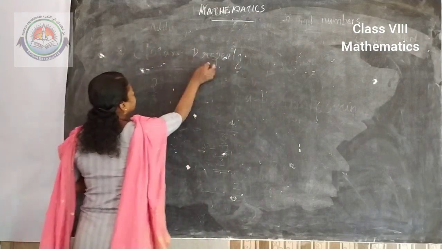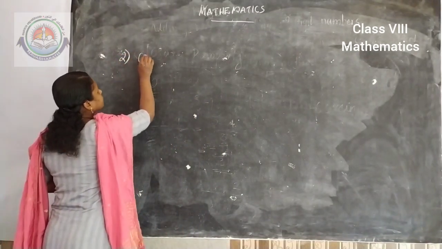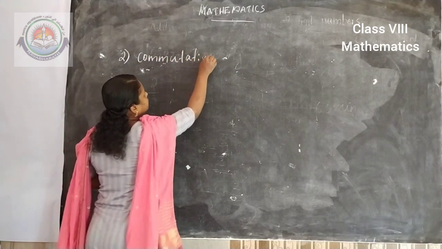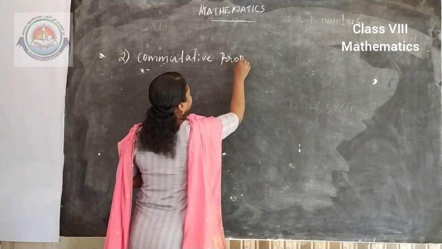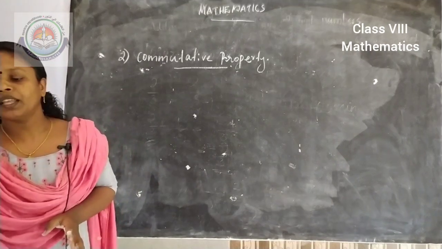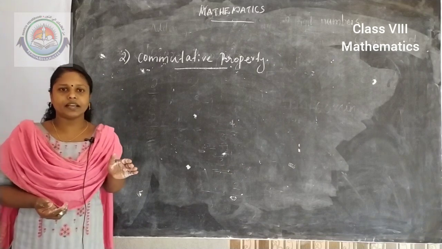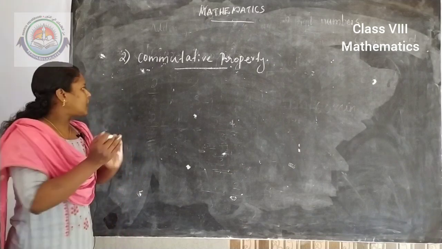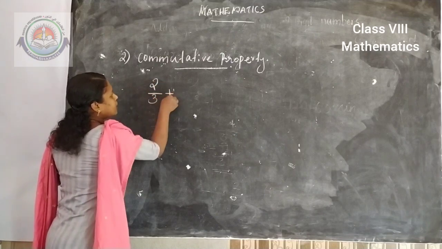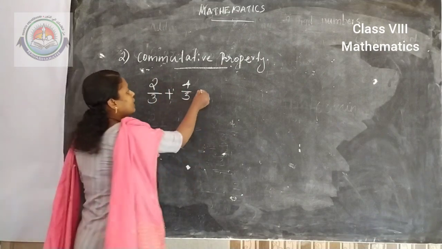Next, second property, commutative property. What is commutative property? Commutative property of addition means if we are adding two rational numbers, suppose 2 by 3 plus 4 by 3.